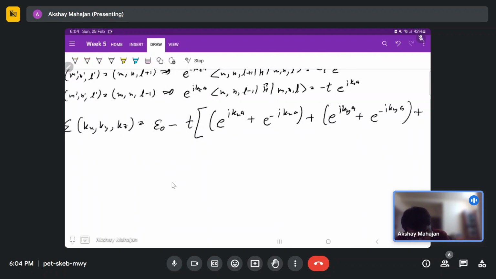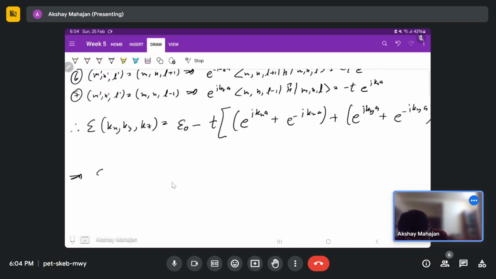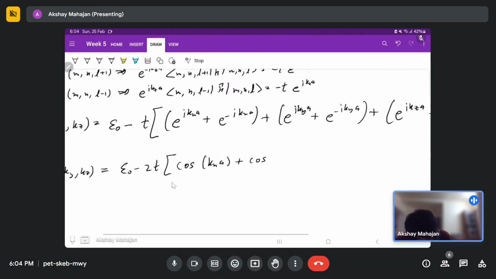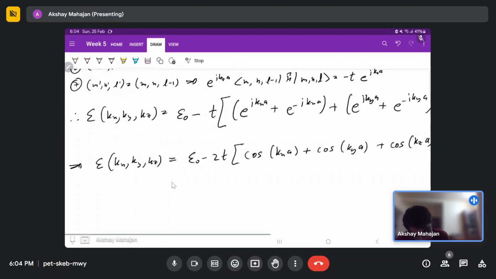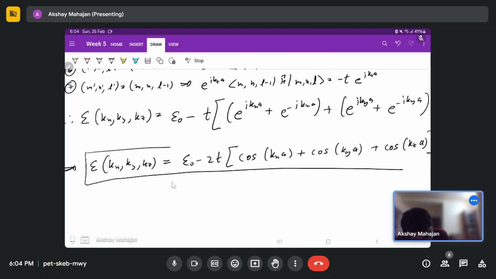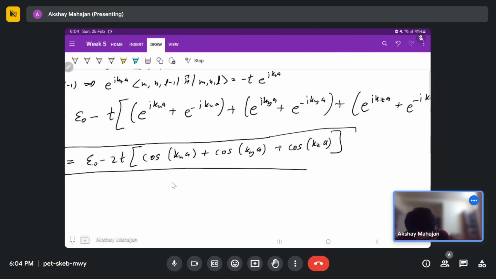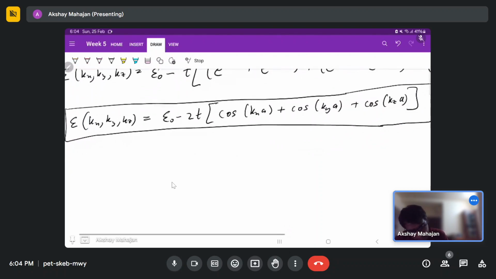So our final energy dispersion will be equal to, for kx comma ky comma kz, epsilon naught minus 2t times cos of kx of a plus cos of ky of a plus cosine of kz of a. Alright, and okay, so this is our final answer.